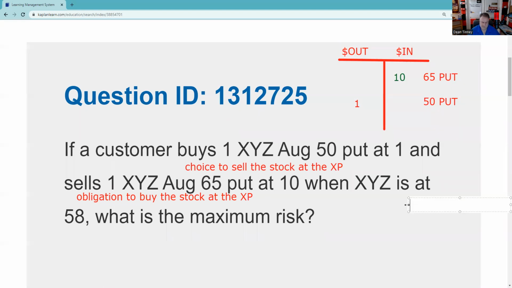Now, once I have the credit spread, I know that I want the contracts to expire, right? Because if those contracts expire, I gain 10 on the 65 put and I lose 1 on the 50 put, right? So that's what I want. So expire would be my max gain, by the way. So let's put that there. And I want the difference in the premiums to narrow. That's the hardest part. Don't worry if you don't get it.